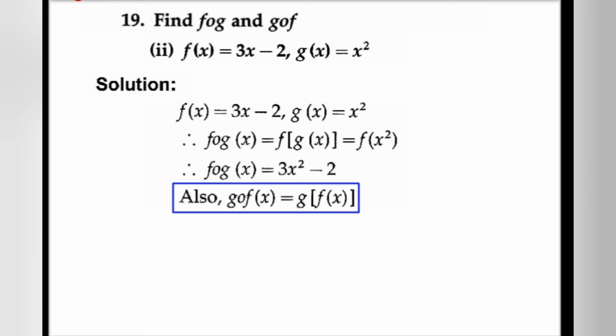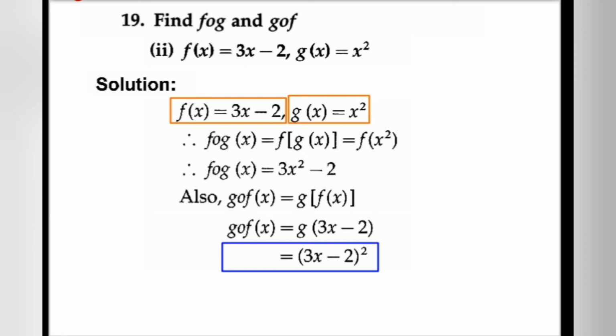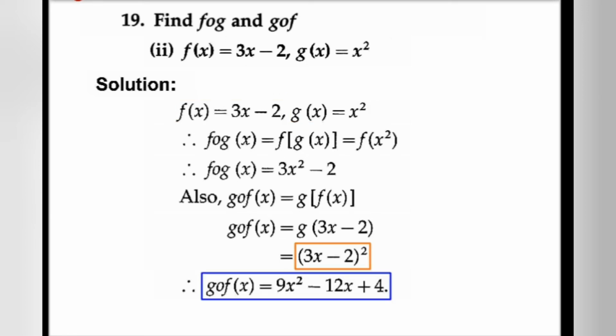Also, g of f of x would be g(f(x)), that is g(3x minus 2), which is (3x minus 2) whole square. Therefore, g of f of x is equal to 9x squared minus 12x plus 4.